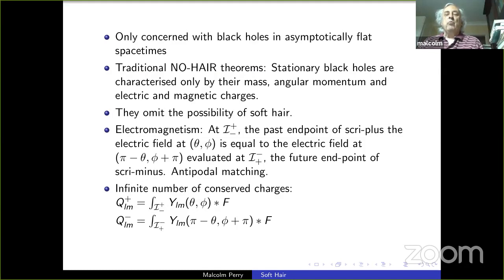That leads to the idea that whatever a stationary black hole is about is characterized only by these four objects, and all black holes are otherwise the same. The difficulty with this classification is it omits the possibility of soft hair. So let's think a little bit about asymptotic charges. In electromagnetism, in flat space, it's easy to see that at the past endpoint of Scri plus, you can have an electric field defined at some point on the celestial sphere.